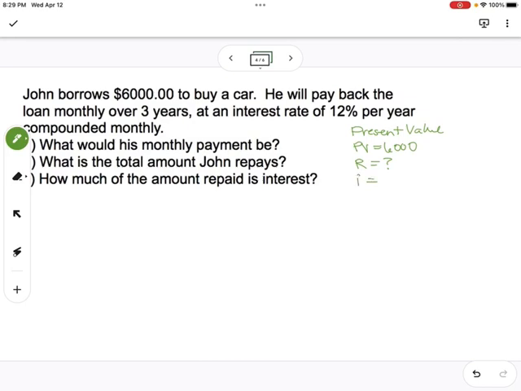Our interest is the 12% put into a decimal, so divide by 100, and divide by our compounding, which is monthly, so that's 12. So 12 divided by 100 divided by 12 gives us 0.01. And our n value is our number of years times our compounding periods. So 3 years times 12, our n is 36.